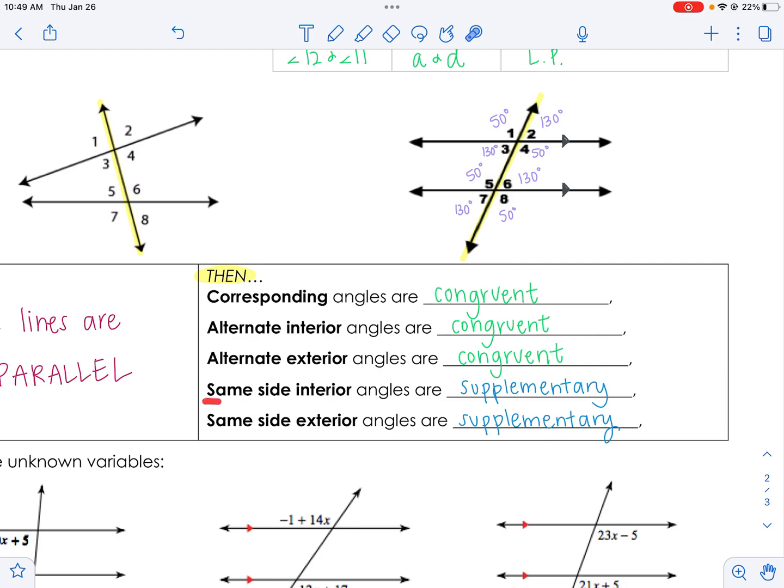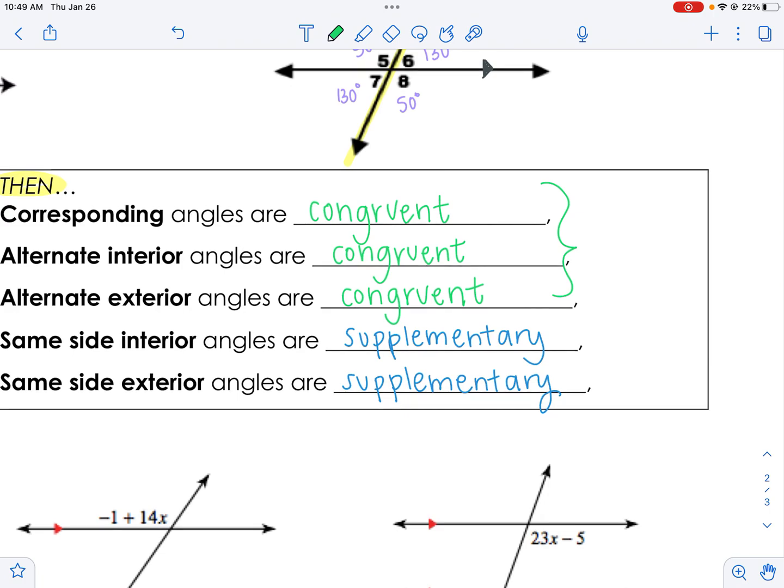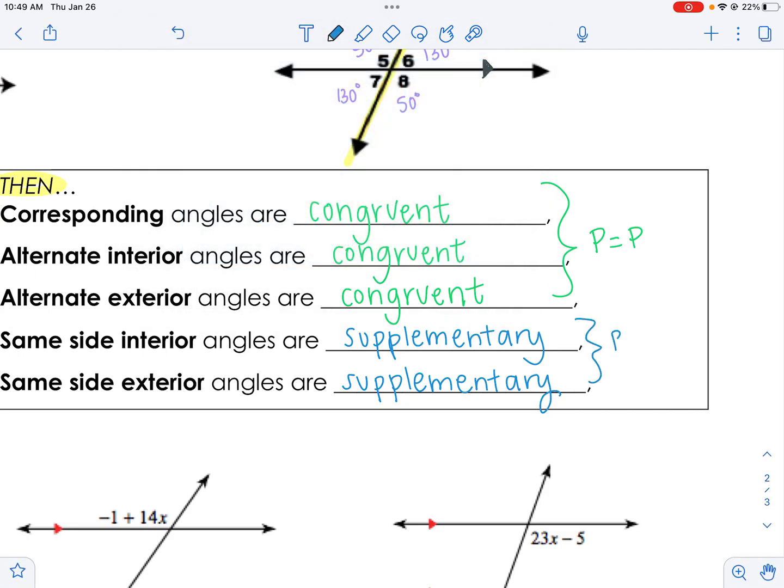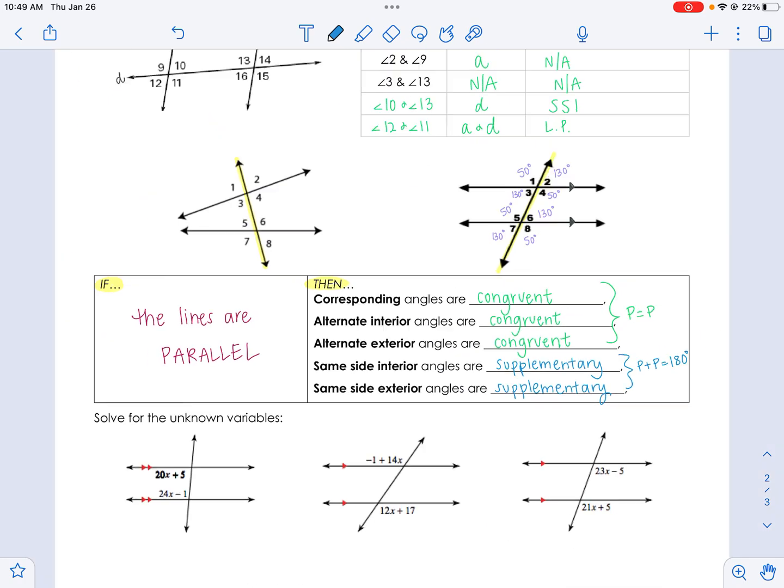So I like to remember it as the same side ones are supplementaries, like SSS, and everything else is congruent. Now think back. If it's congruent and you're going to solve for x, remember that part equals part. That's what congruent means. Part equals part. But if it's supplementary, we're going to do part plus part equals 180.